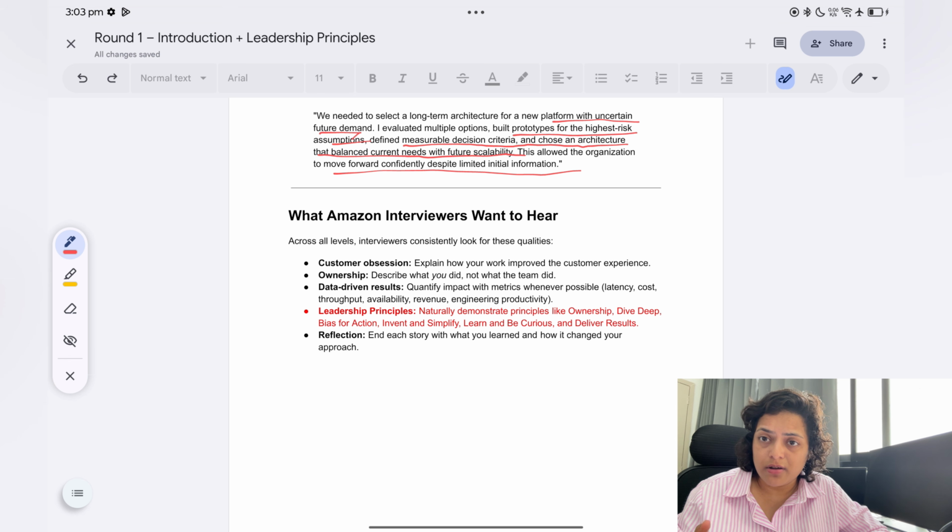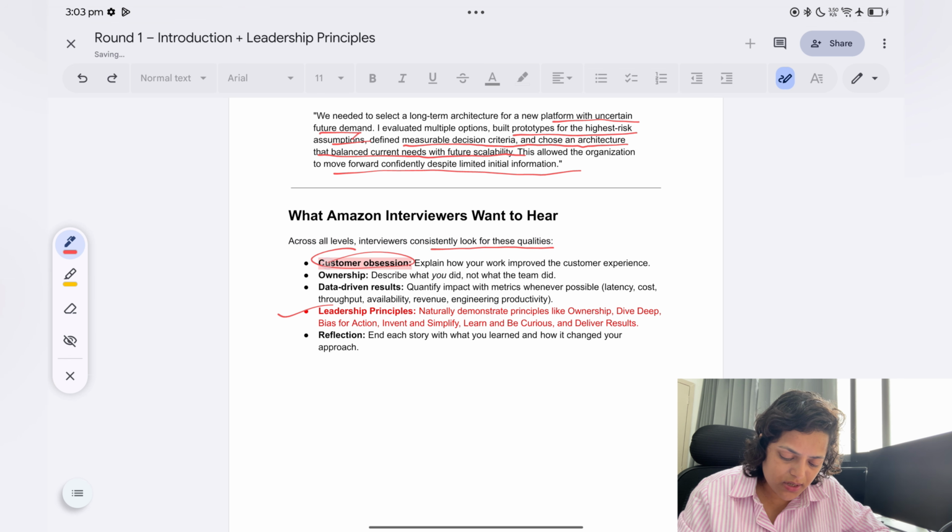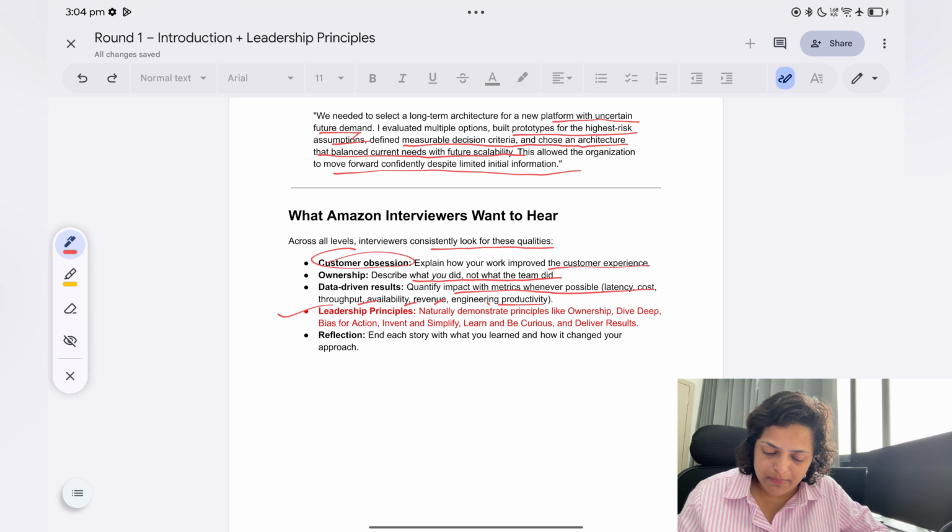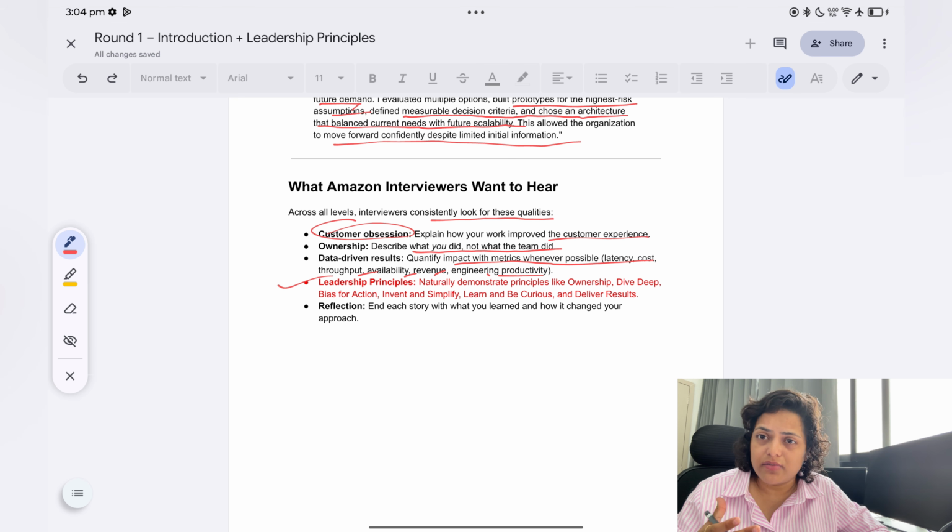So now here what I was talking about are Amazon leadership principles. So these are the leadership principles. Okay, what Amazon interviewers want to hear here, not only Amazon interviewers, any interviewer, right? So across all levels, interviewers consistently look for these qualities. The first one is customer obsession. Explain how your work improved the customer experience. The second one is ownership. Describe what you did, not what the team did. Then data-driven results: quantify impact with metrics whenever possible, like latency, cost, throughput, availability, revenue, engineering productivity. So you need to quantify impact with these metrics. That data-driven result you have to give them.